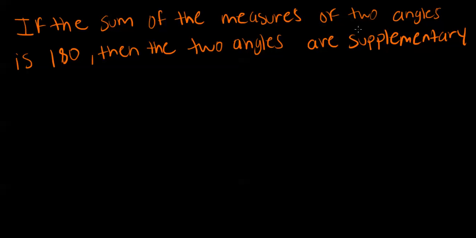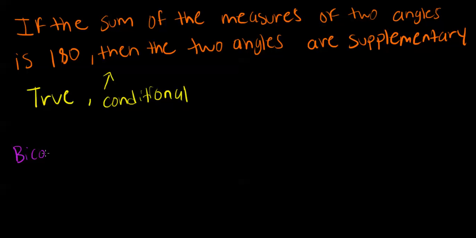The converse of this statement would be, if two angles are supplementary, then the sum of the measures of the two angles is 180. Basically, the end of the statement was put first and the beginning was put at the end. The converse is true. So you can form a true biconditional by joining the true conditional and the true converse with the phrase if and only if. So the biconditional statement would be two angles are supplementary if and only if the sum of the measures of the two angles is 180.